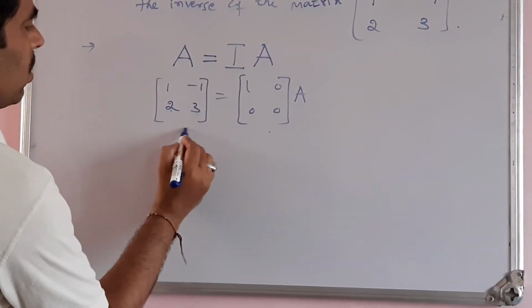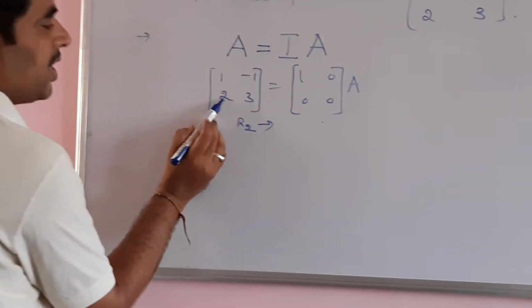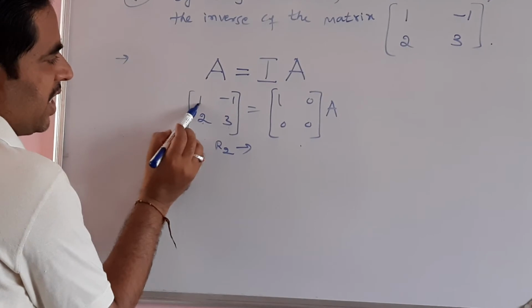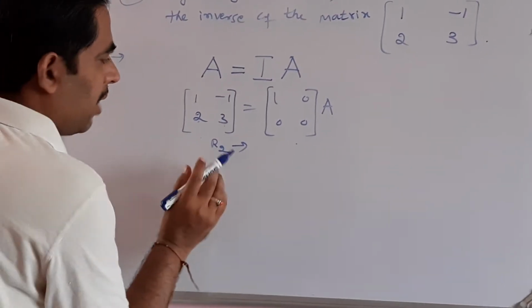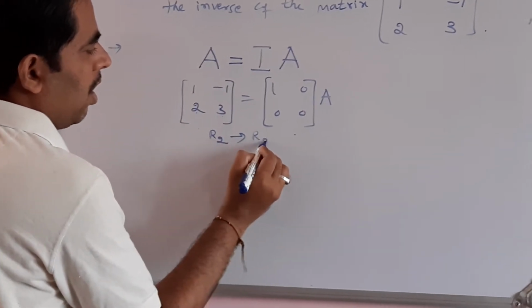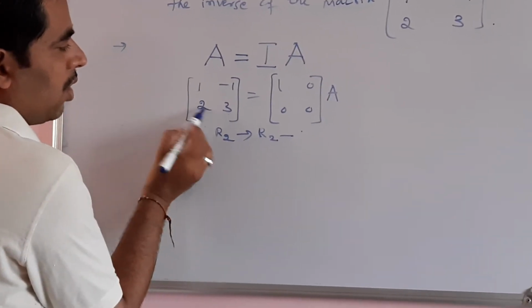Okay, so now I will apply R2 changes to see the second row. So I want to make this element 0. Can I make it 0? See here, 1 is there. So R2 changes means I am going to change the second row. So I am going to subtract here, R2 minus.